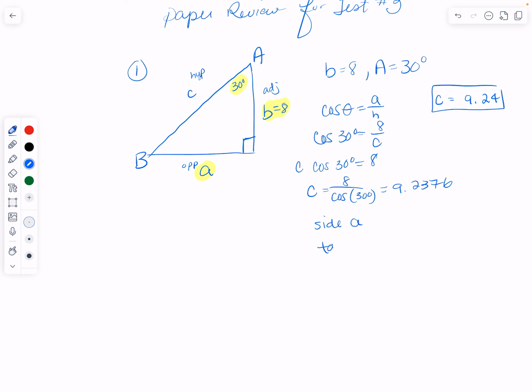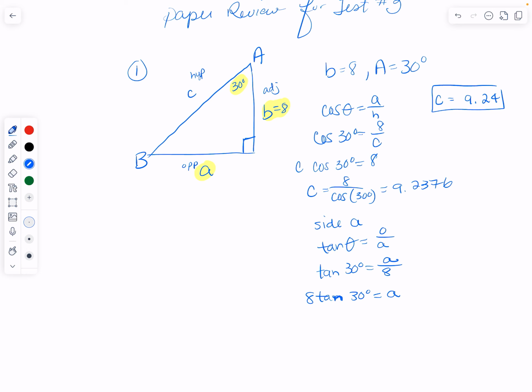So tangent equals opposite over adjacent. So tan of 30 degrees equals opposite, which is A. We don't know what that is. And adjacent, which is 8. So 8 times tangent of 30 degrees equals A.